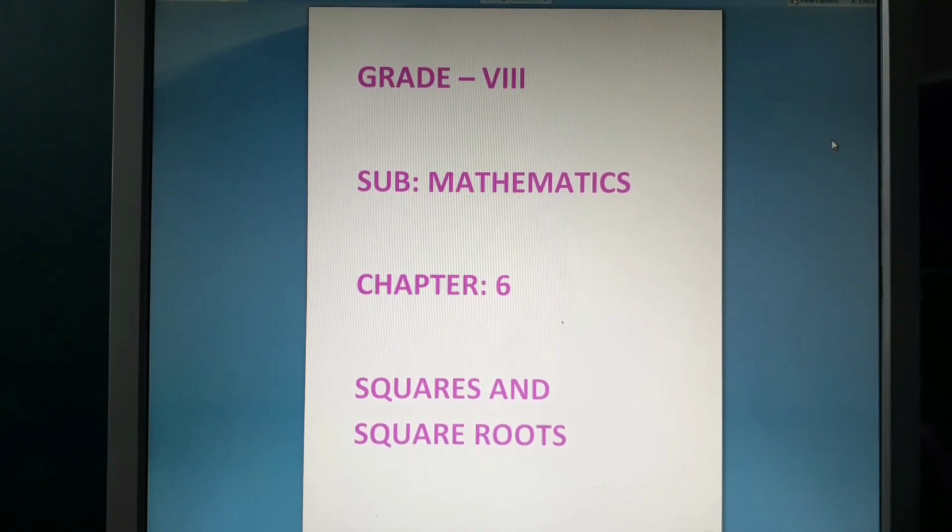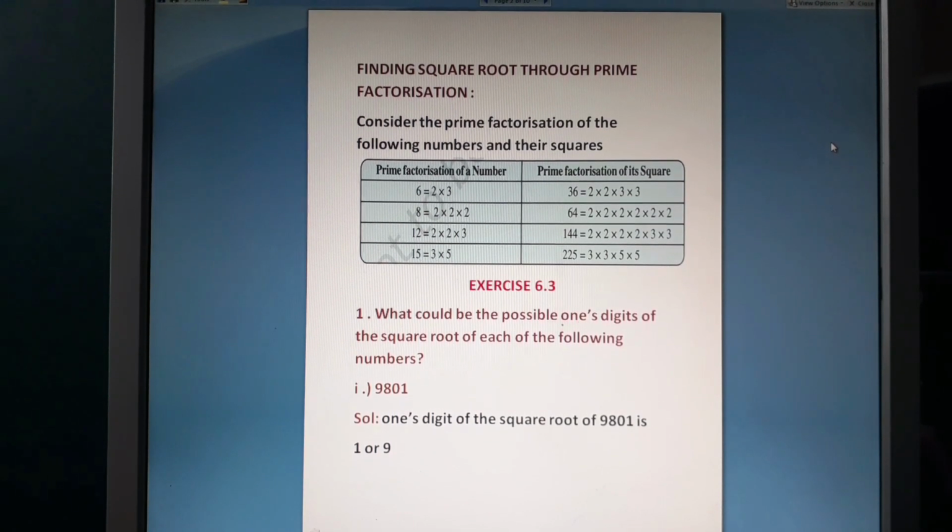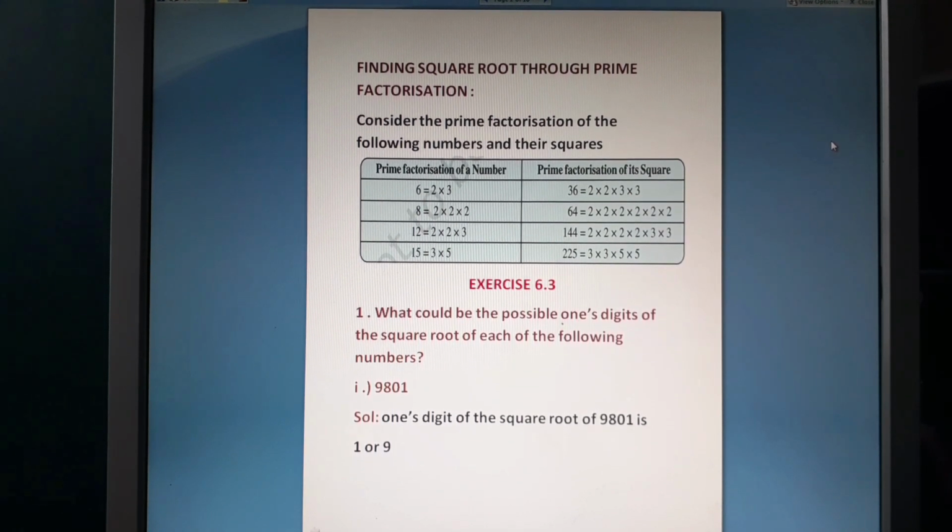Welcome to today's session, children. This is the continuity of squares and square roots. In this session, we are going to learn finding square root through prime factorization.